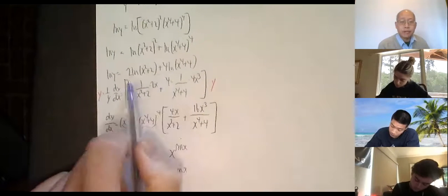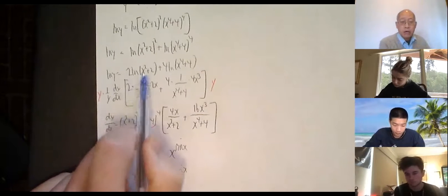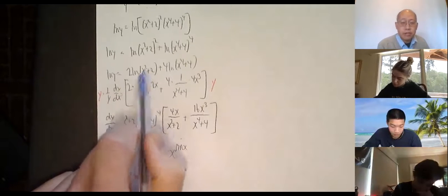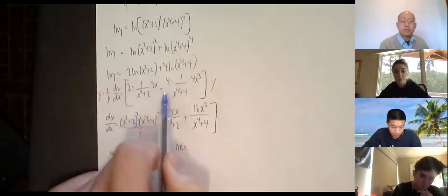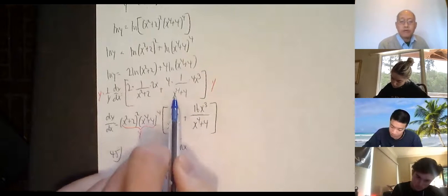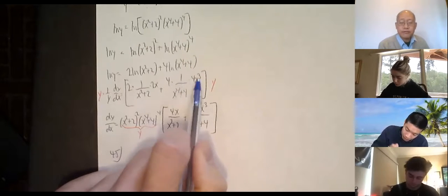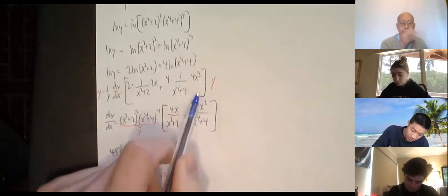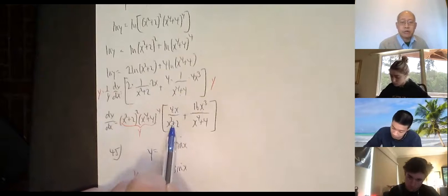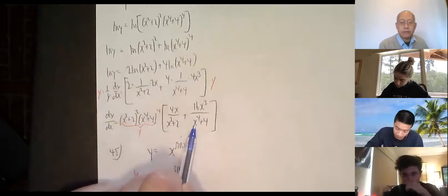Okay, so now I take the derivative of this. So this side's always 1 over y dy dx. Okay, so 2 times 1 over x squared plus 2, then by the chain rule times the derivative of this, which is 2x, plus 4 derivative of ln x to the fourth plus 4, 1 over x to the fourth plus 4. Again, by the chain rule times the derivative of the inside, that's 4x cubed. Okay, so clean up this extra factor. 2 times 1 times 2x is 4x over x squared plus 2. 4 times 1 times 4x cubed, that's 16x cubed over x to the fourth plus 4.